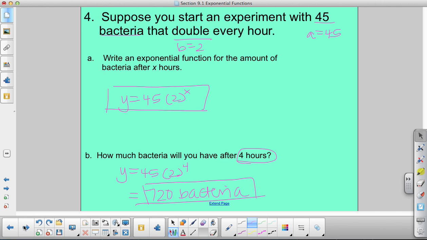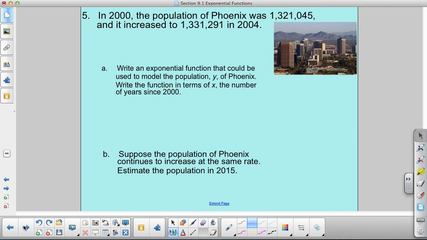All right, example 5. In 2000, the population of Phoenix was 1,321,045, and it increased to 1,331,291 in 2004. It says write an exponential function that could be used to model the population Y of Phoenix. Write the function in terms of X, the number of years since 2000. This is key: it says number of years since 2000. So my initial, or starting, value is 1,321,045. This is really my A value because it started in 2000. That's our starting point.